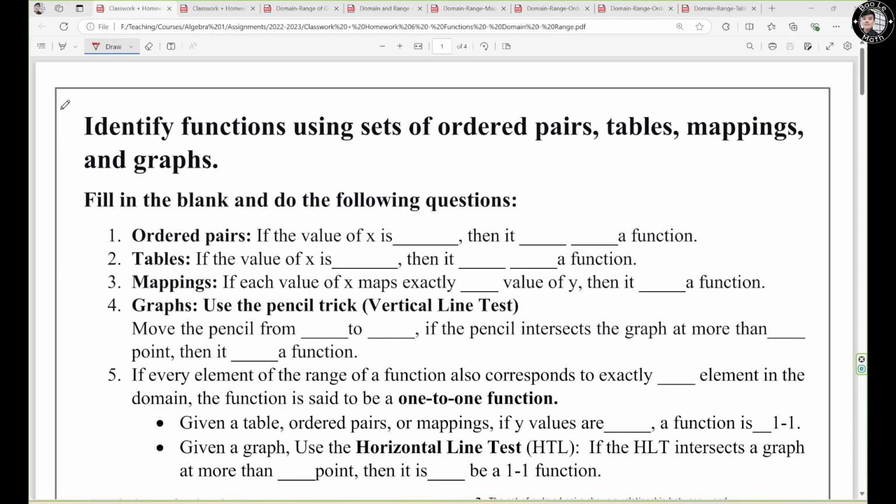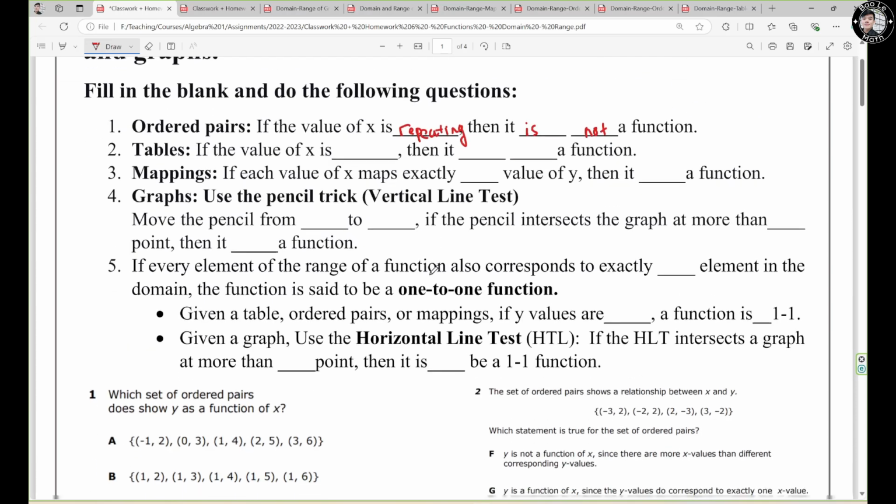Hello everyone, in this video we're going to learn how to identify functions using sets of ordered pairs, tables, mappings, and a graph. First, we're going to talk about ordered pairs. Given ordered pairs, if the values of x are repeating, then it is not a function.